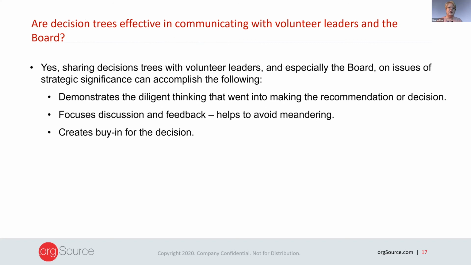Are decision trees effective in communicating with volunteer leaders and the board? I really think that they are. I think they make a nice summary model to show the board when you're coming with a recommendation. They demonstrate some diligent thinking that went into the recommendation. It's like showing your math, showing your work. They can follow along with it. I think it also helps focus the discussion and avoid those meandering discussions about what if we did this, or how do we do that, because it points a direction. And it also creates buy-in for the decision.